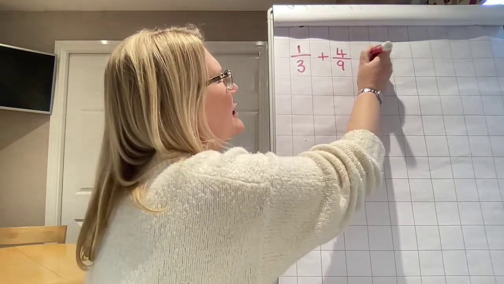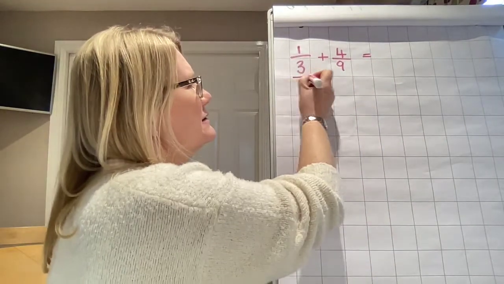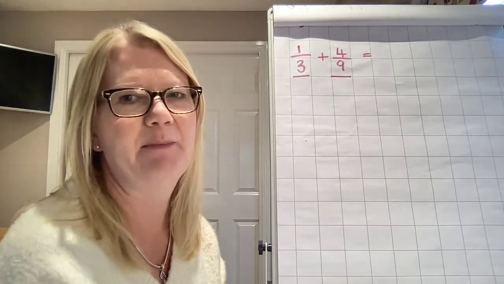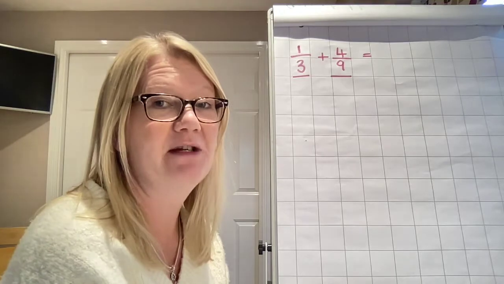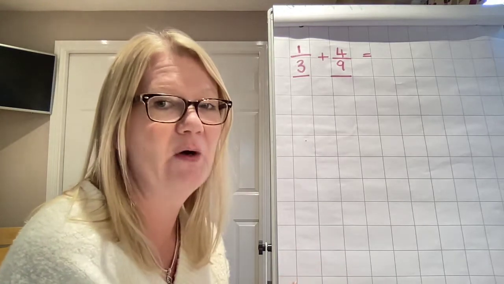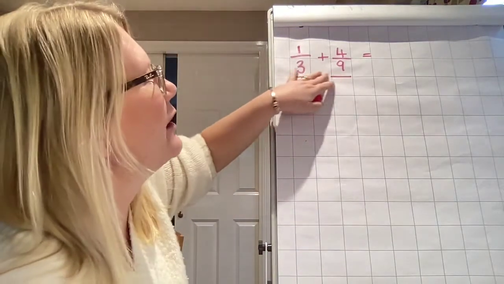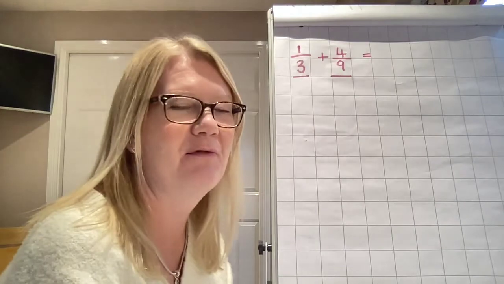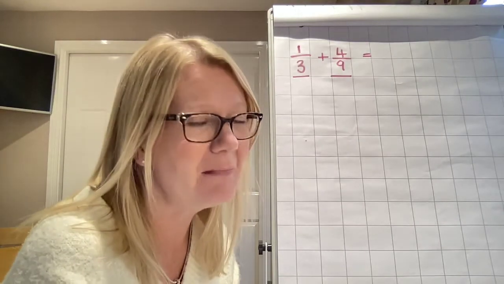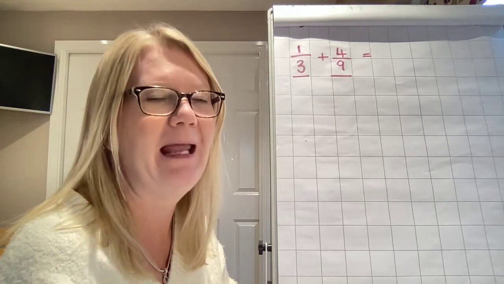Okay, now let's have a look. We know that we cannot add apples and pears. It doesn't work. If we want to add fractions, they've got to be the same size parts. They've got to have the same denominator. Now, I can notice by looking at those that 3 and 9 are both factors of 9. So I'm going to convert these so they are both in ninths.